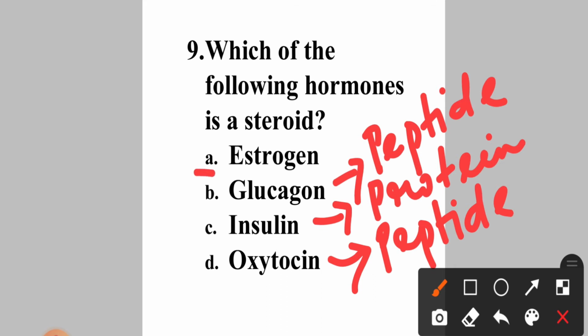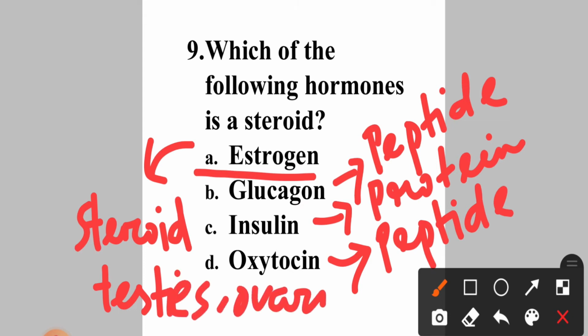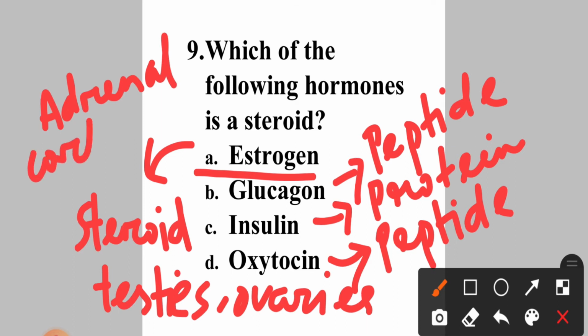It is a steroid hormone, and steroid hormones are produced by 3 endocrine glands, that is testes which produce testosterone, ovaries which produce estrogen, and adrenal cortex which produces cortisol and aldosterone. Okay. So these hormones are derived from cholesterol and are lipid soluble molecules. So here it is asked which hormone is a steroid hormone? So the answer will be option A, that is estrogen.